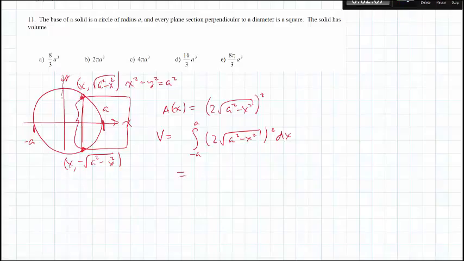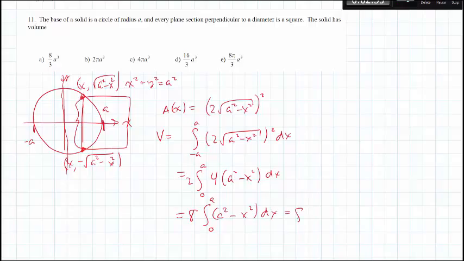Now from here we can clean this up in a couple of ways. First of all, because of the symmetry about this line, we can double the volume but go from 0 to a, 4 times a squared minus x squared dx. So this becomes 8 times the integral from 0 to a of a squared minus x squared dx, which is going to be 8 multiplied by a squared x minus 1/3 x cubed, and this expression is going to be evaluated from 0 to a.